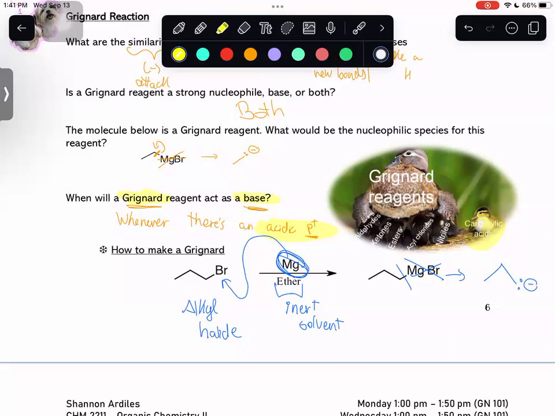Okay, any other questions? The ether, how does it come into play? The ether is basically the liquid around. We need some sort of solvent that's around, that is not going to mess with the actual Grignard reagent.